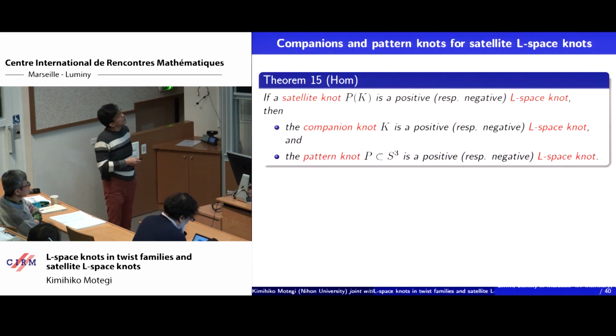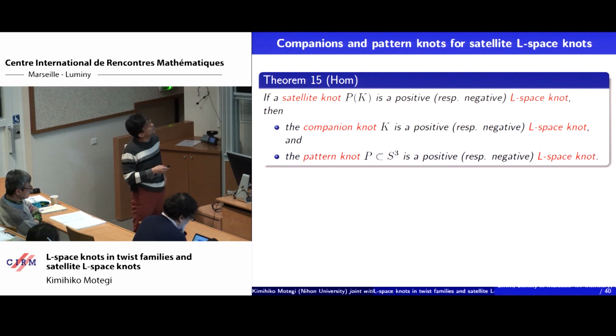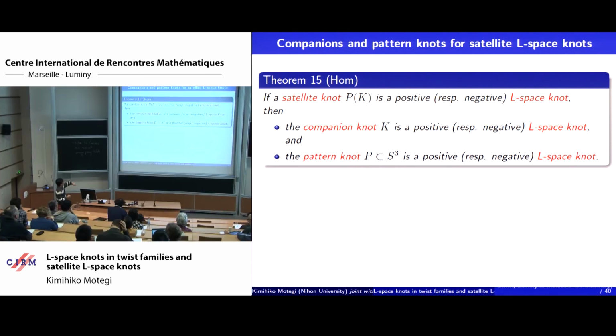So using this, Jennifer Hom proved that if a satellite knot P of K is a positive L space knot, then both the companion knot K and the pattern knot P are positive L space knots. Pattern knot means we consider the pattern as a pair of the solid torus V and a knot P, and we forget the solid torus V. We just regard P as a knot in the 3-sphere. So the pattern knot is an L space knot.